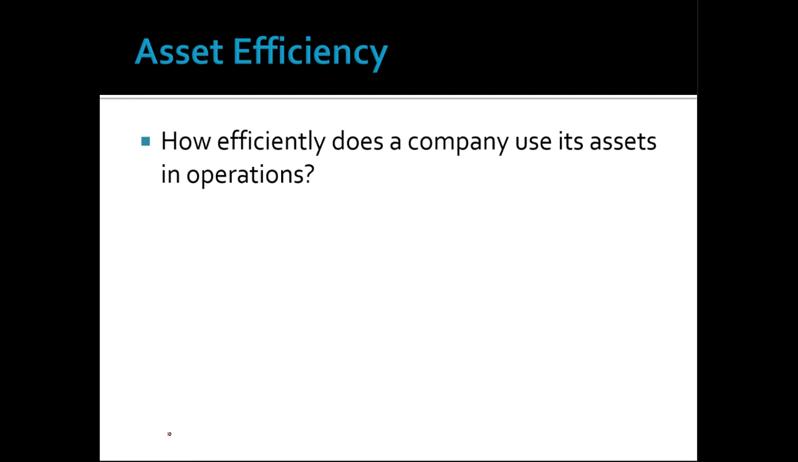What does it mean? How do we interpret it? So hopefully, if you want to, you can even replay the previous video so that you can remind yourself of how to actually interpret some of this data. Let's move on to asset efficiency. Asset efficiency and the ratios that we're going to calculate now are going to help us answer the question, how efficiently does a company use its assets in operations?